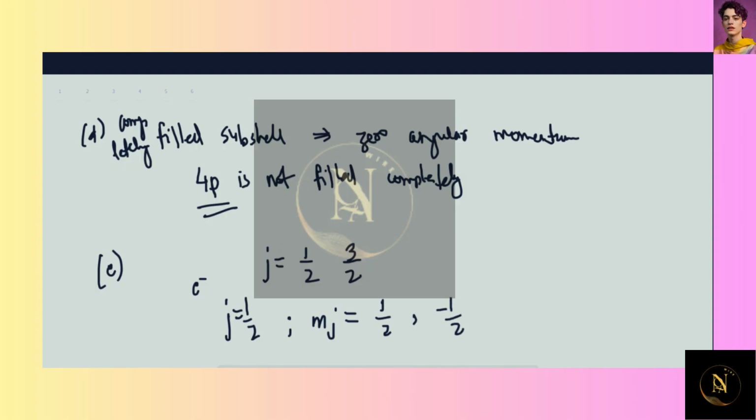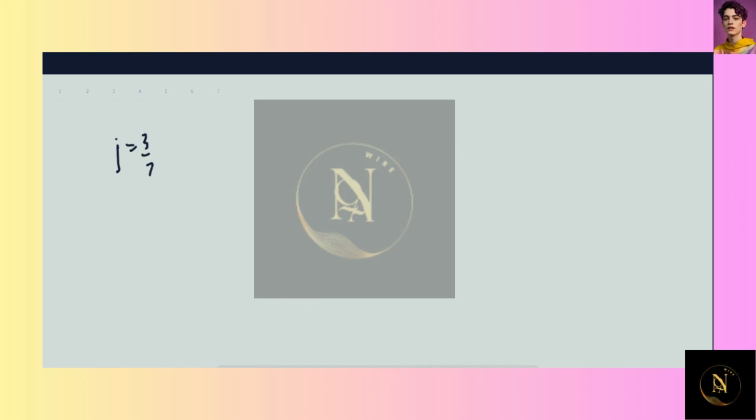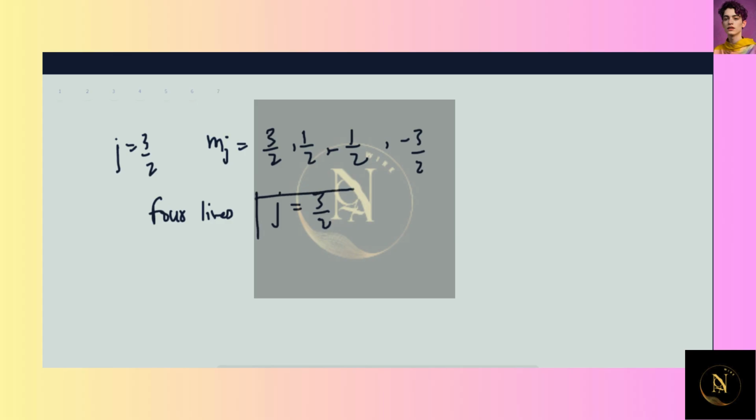So if we see just two lines, then we can say that j is 1/2, whereas when j is 3/2, mj can take values 3/2, 1/2, -1/2, -3/2. So if we see four lines, we can say that the value of j is 3/2. So depending on the number of lines that we observe, we can determine the value of j.